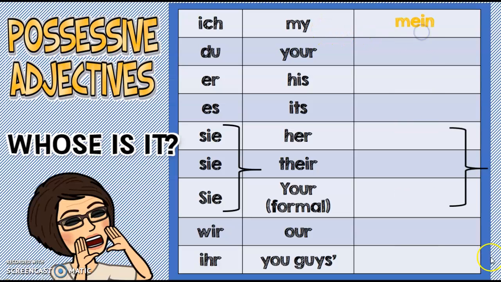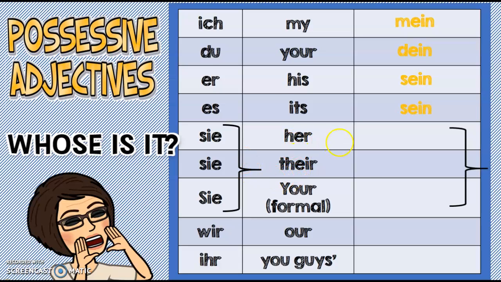My is mein. Your is dein. His is sein. And its is sein. These are your rhymers. I like to call them the rhymers. Mein, dein, sein. Then you'll notice that the three Z's, sie, she, sie, they, and Sie, you formal, match up with their possessive adjective counterpart.